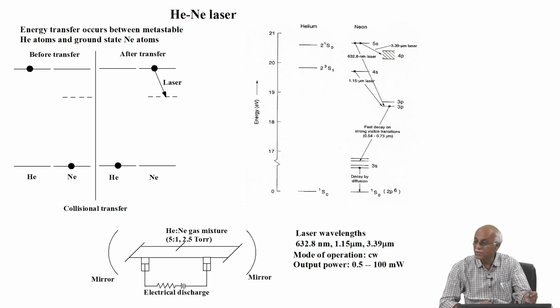Now, what I have shown here on the left hand side is the schematic of the energy level mechanism, while on the right hand side are the real energy levels of helium and neon which are used for the transition. The bottom one is the schematic of the helium neon laser unit. When we use a helium neon laser, we may not be able to see all these components, such as the electrical discharge combinations.